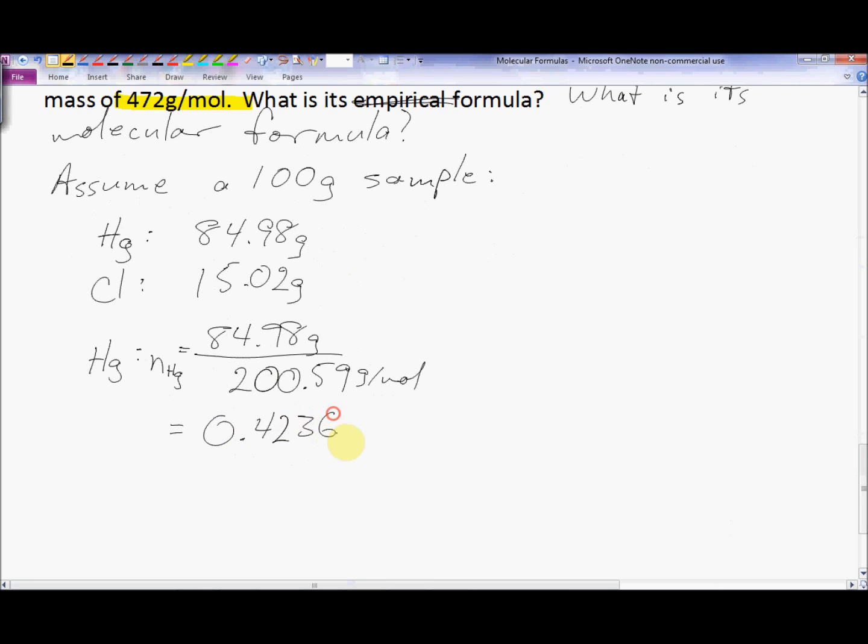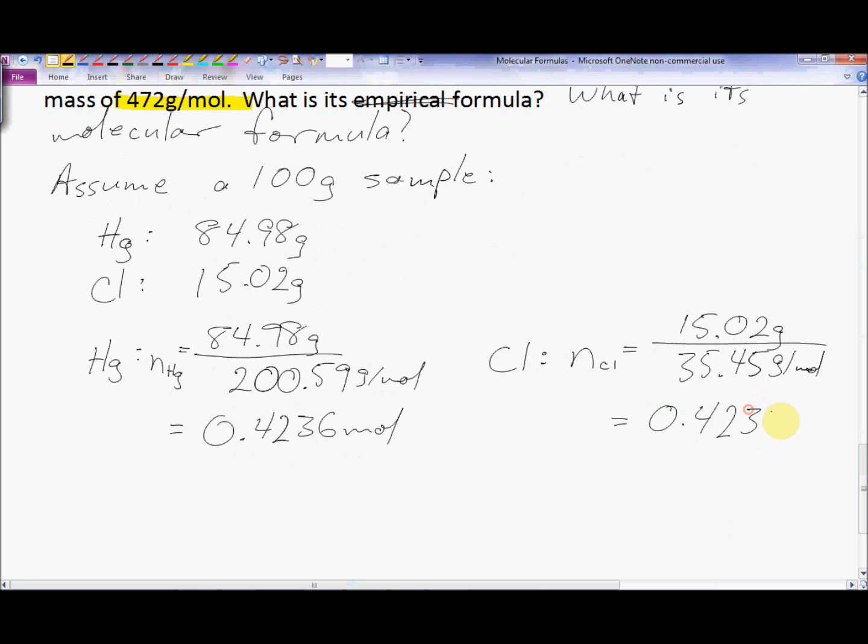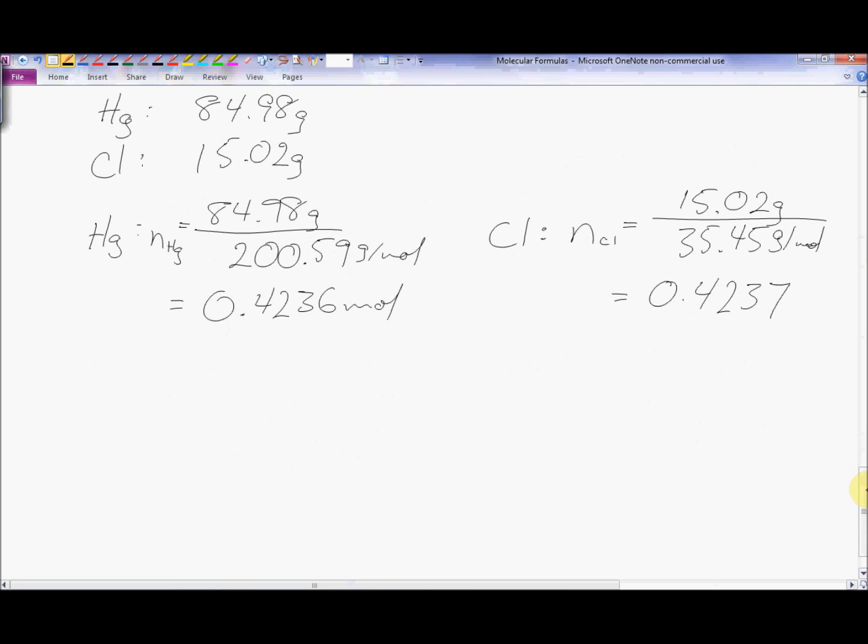And that works out to be 0.4236 moles. And then for chlorine, in the 100 gram sample, the number of moles of chlorine that we have is equal to 15.02 grams divided by the molar mass of chlorine, 35.45 grams per mole. And that works out to be 0.4237 moles.